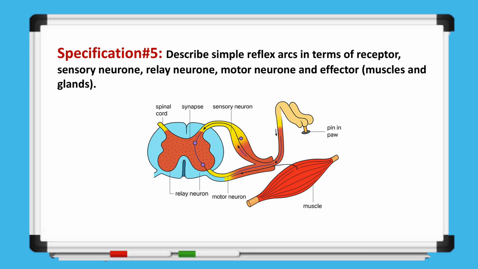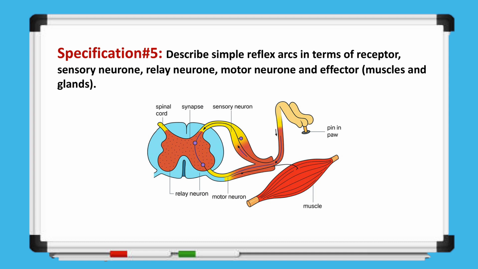First, the receptor detects the stimulus. For example, if a pin pricks the paw, the pain receptors in the skin are activated. The sensory neuron then carries this impulse from the receptor to the spinal cord. Inside the spinal cord, the impulse reaches a relay neuron, also called an interneuron. The relay neuron processes the signal and passes it onto the motor neuron through a synapse. The motor neuron then carries the impulse out of the spinal cord to the effector, which is usually a muscle or a gland. In this case, the muscle contracts and the paw is withdrawn from the pin.